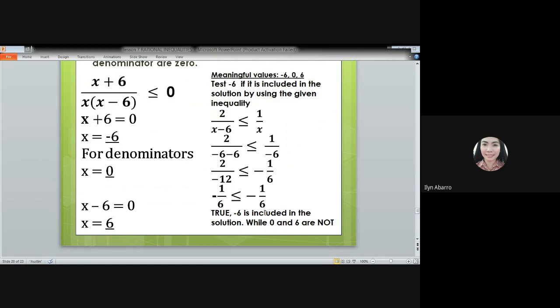So, ano siya? They are equal, right? So, there is an equal sign here. So, it is true. So, negative 6 is included in the solution, while 0 and positive 6 are not.